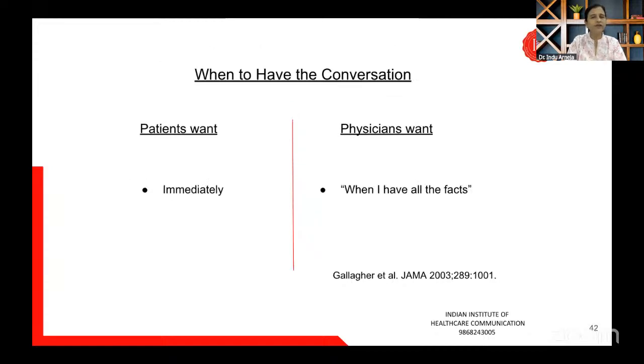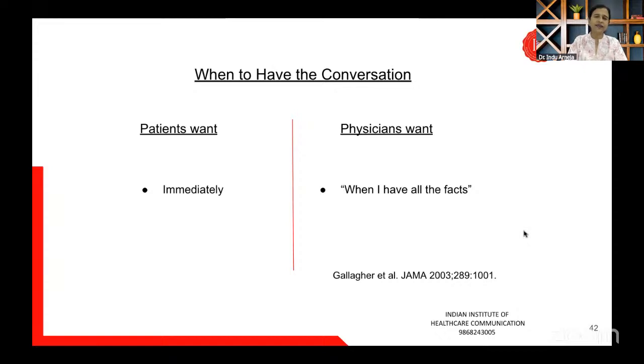Now, when to have the conversation? Patients want it to happen immediately, whereas on our end, we want to gain some time. We want to have all the facts. We want to have all the information so that whatever we are asked, we should be able to explain and answer. And therefore, we prefer to get some time for the same.